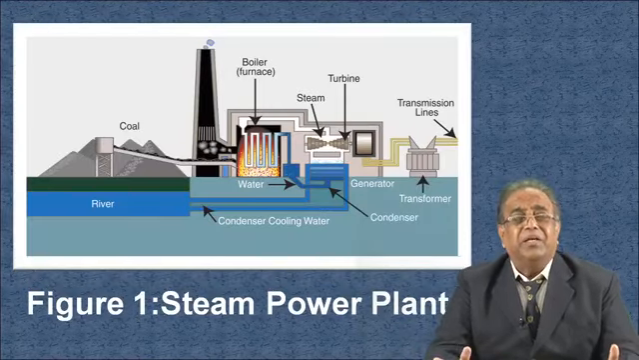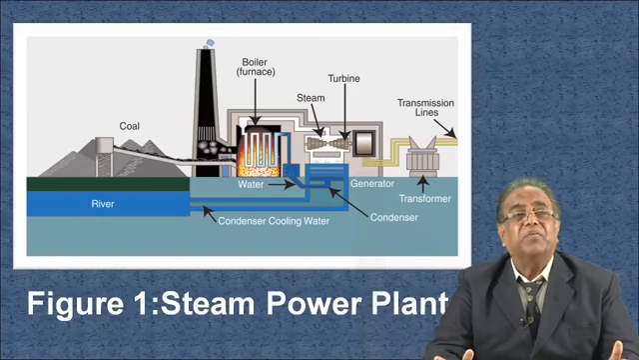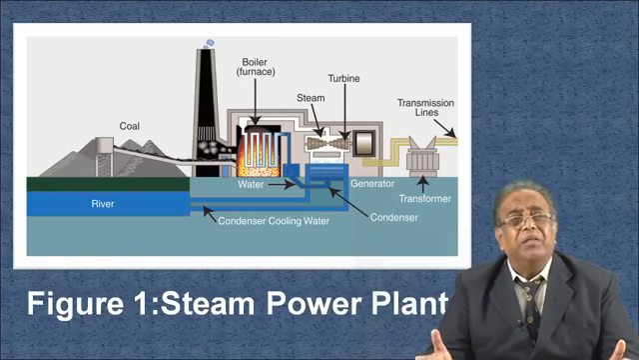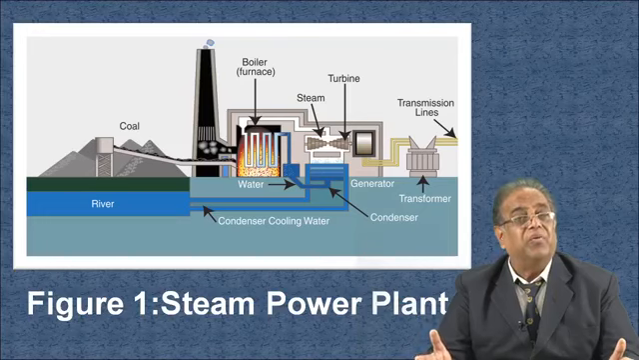Now, this is a schematic of a steam power plant. You see that there are four components in this process. One is the boiler, second is the turbine, third is the condenser, and fourth is the pump. Here in the boiler, coal is burned and heat is generated. That heat is utilized for converting water into steam, and the high pressure, high temperature steam then passes through the turbine.